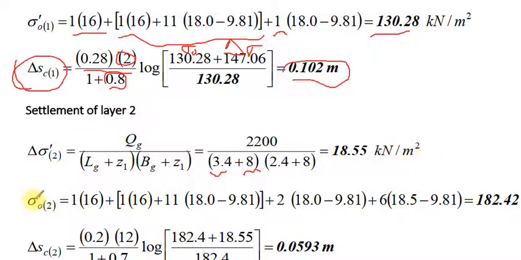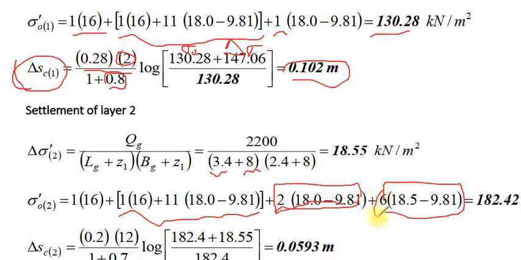meter square. The overburden pressure at the middle of the second layer will be 1 multiplied by 16 plus 1 multiplied by 16 plus 11 multiplied by 18 minus 9.81 along the pile from the base of the first layer to the equivalent raft, plus 2 multiplied by 18 minus 9.81. This is the first layer plus the second layer to the middle of the second layer, multiplied by 6. Sigma naught dash equals 182.